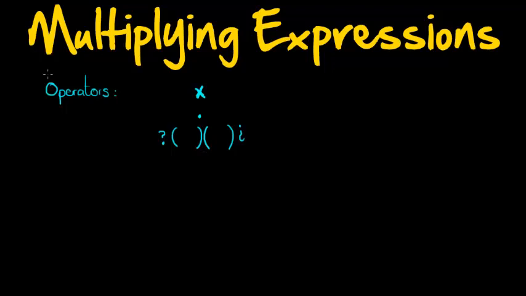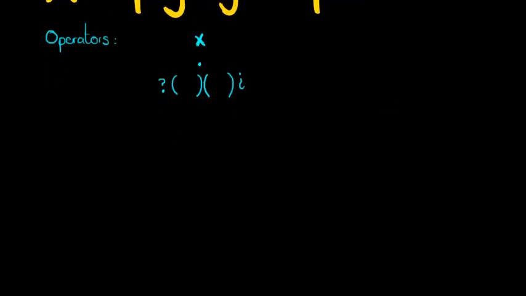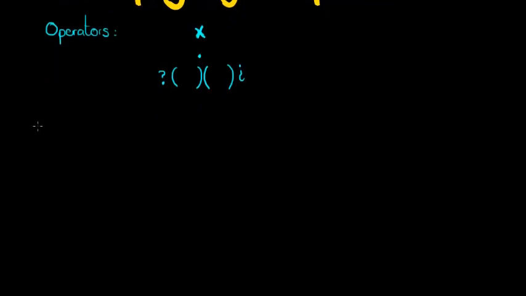Then another thing that we might use to show multiplication is nothing. In other words, if there is absolutely nothing between two different, we call them factors, they're also being multiplied. So I'll rather show that in some examples because it's difficult to draw nothing. Okay, so let's look at multiplying variables.